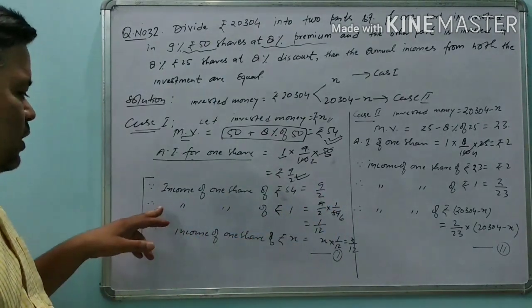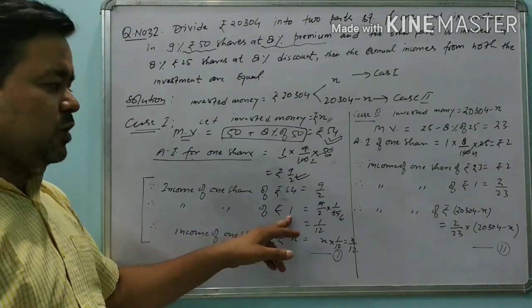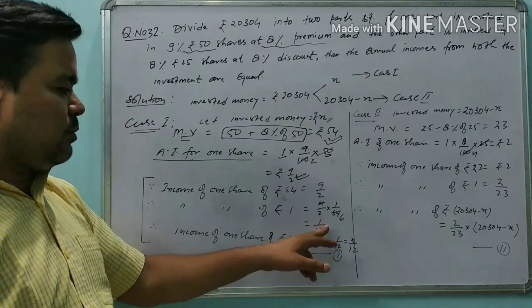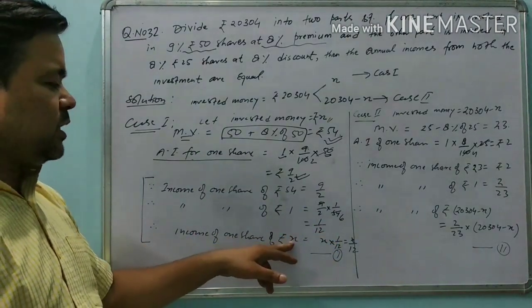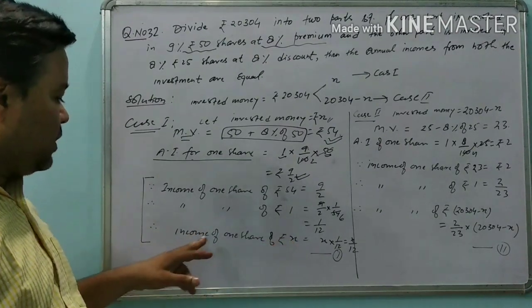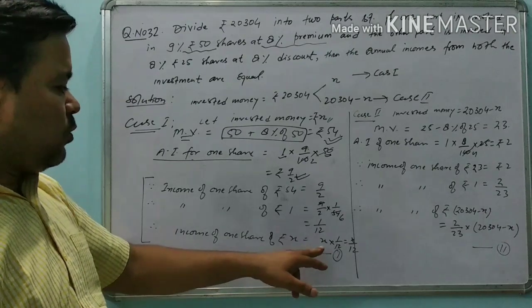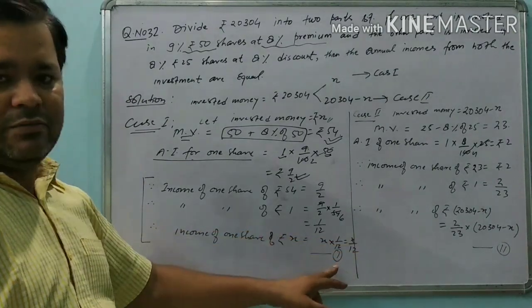Then we have to find what will be the income of one share when the market value is 1 rupee, according to the unitary method. After calculation, we find that will be 1 by 12. Then if the market value of one share is rupees X, what will be its income? That will be X by 12.